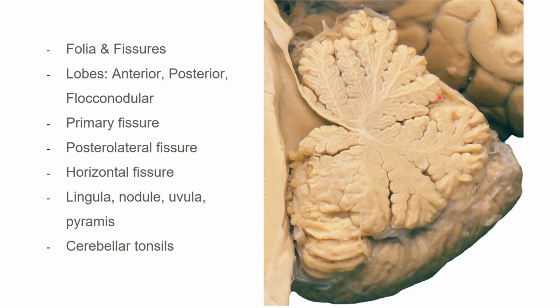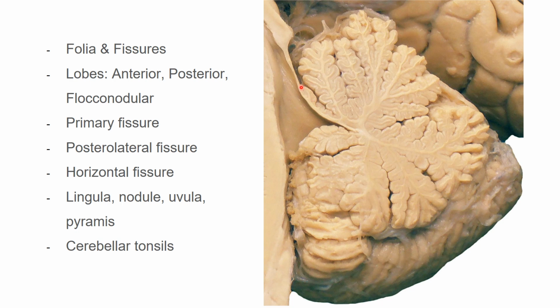And if you look, this is the one fissure that we can see that's going all the way down to the core of the white matter. All these other fissures don't quite get down to this central core. So that's the primary fissure separating the anterior and posterior lobe. The posterior lobe is separated from the flocculonodular lobe by this fissure located right here. This is the posterolateral fissure. And this structure is your nodule. So this is the vermal portion of the flocculonodular lobe.